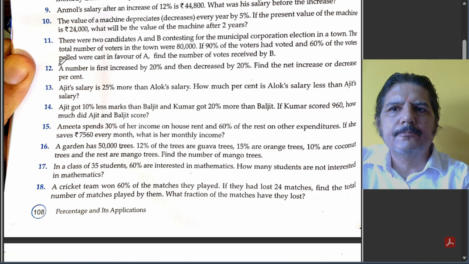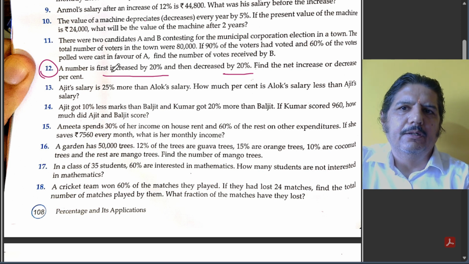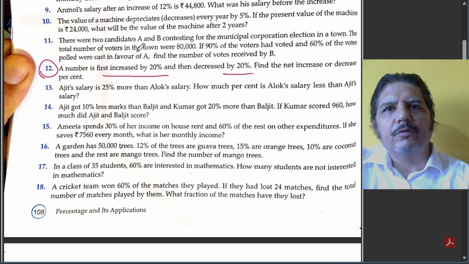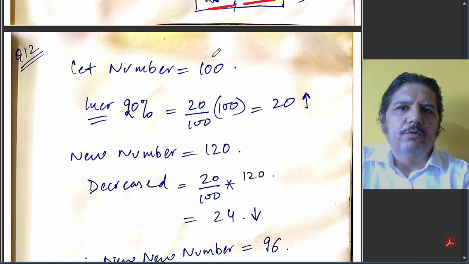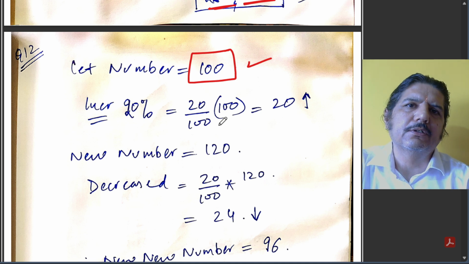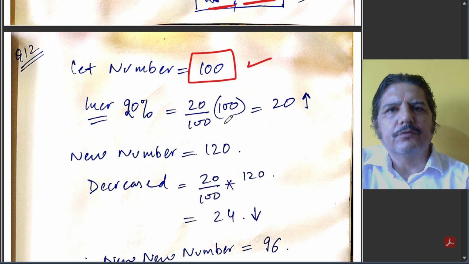So question number 12. A number is first increased by 20%, then decreased by 20%. Find the net increase or decrease of the percent. Now in this question, the easy way of doing the question is that you assume the number to be 100. You can do it by the X method also, but then it will be a bit difficult. This is the easy way.